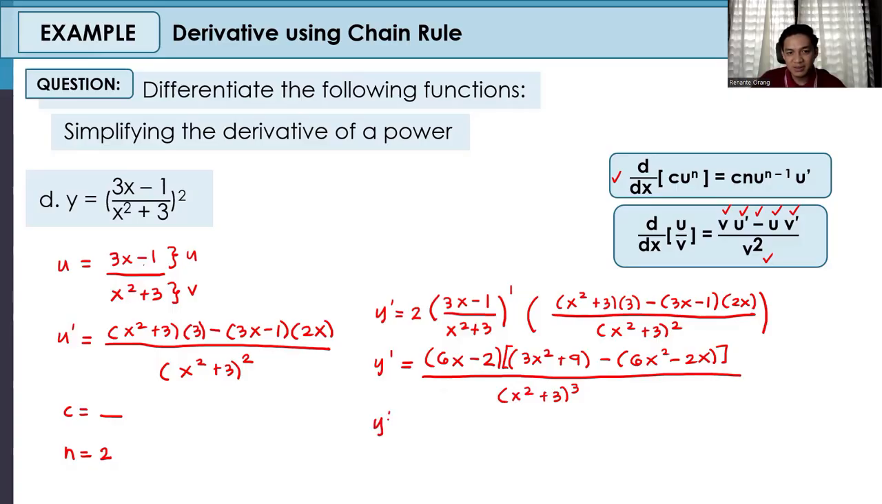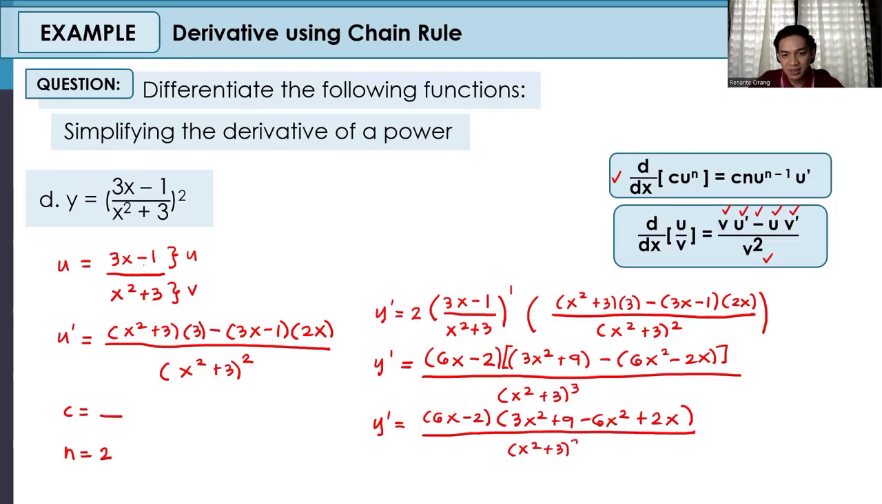Let us simplify again, class. It becomes 6x minus 2 multiplied by 3x squared plus 9 minus 6x squared, negative times positive, negative. Negative times negative is positive 2x. That is all divided by x squared plus 3 cubed.